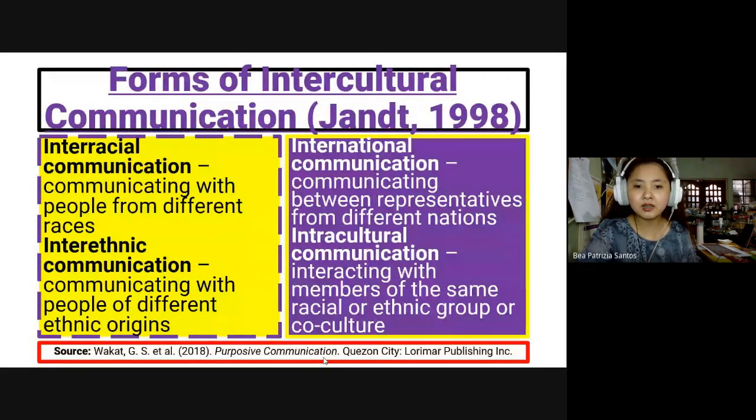So let's check your ideas about the difference between race and ethnicity. I will wait for half a minute if you want to share your ideas about the difference between race and ethnicity. Please type it on the chat.